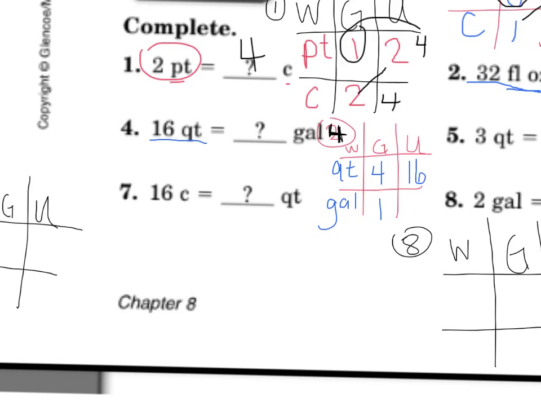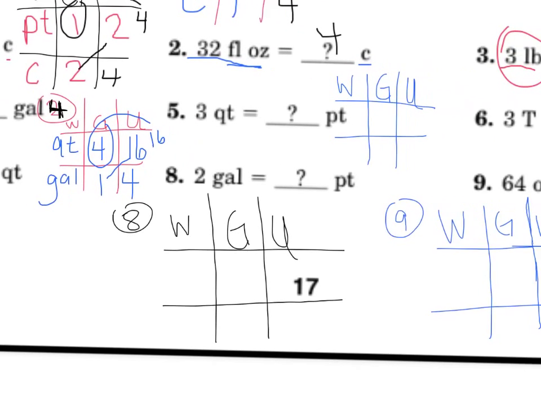In our unknown, we don't know how many gallons that is. That's the unknown. 1 times 16 is 16. And then 16 divided by 4 is 4. Okay, number 5.